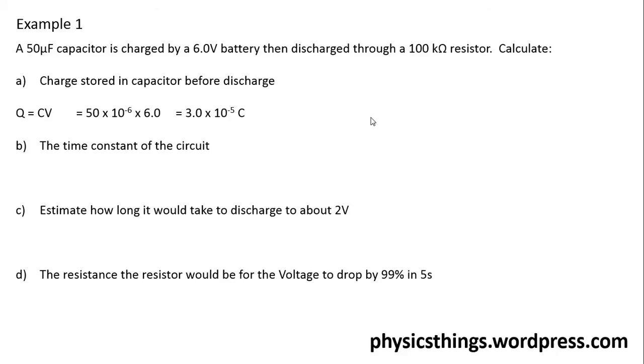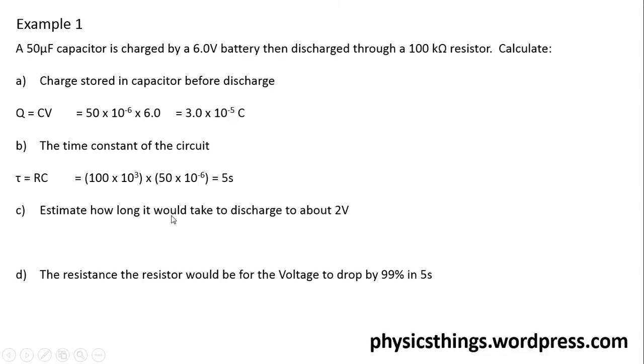What's the time constant? Well, time constant tau is just the resistance times the capacitance, RC. So I've got my resistance of 100 kiloohms times my capacitance of 50 microfarads, and that gives me a time constant of 5 seconds.